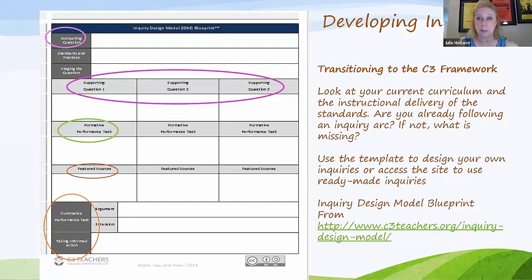This is yours, by the way. This is your lesson plan. This isn't for the student's view. And it's where you put your summative performance task and taking informed action, all right there on one nice document.